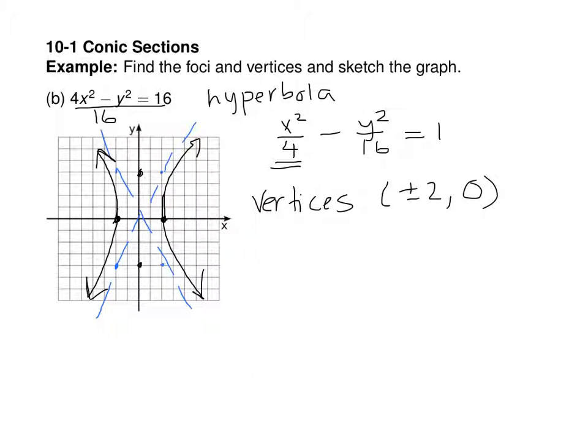Had those two terms been flip-flopped, and it would have said y squared over 16 minus x squared over 4, then you would have had a hyperbola opening in those regions.